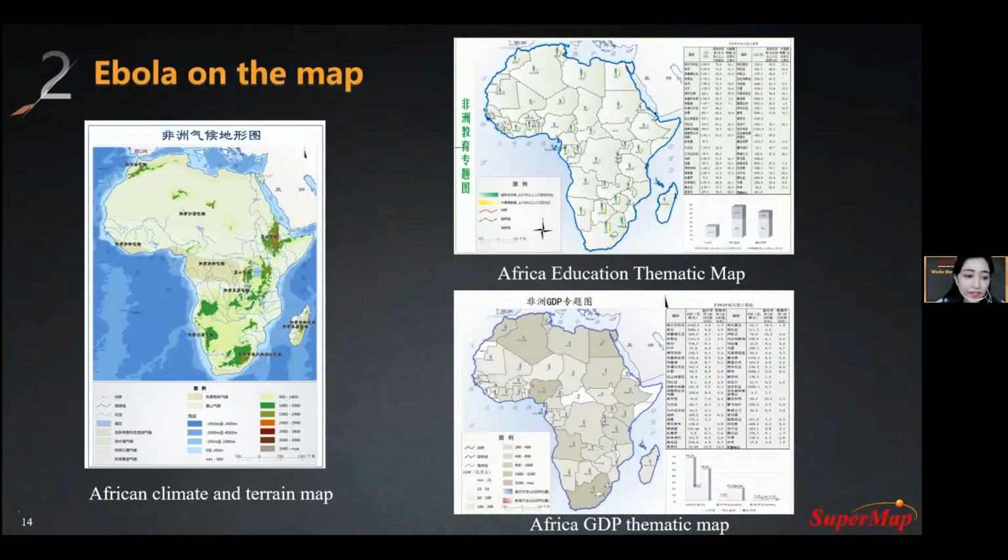This is the Africa climate and terrain map, and the education map, and the GDP maps. And we can see in the education semantic map, it also has the 3D chart. It shows the literacy rate and the ratio of higher education in these three countries. And in the GDP semantic map, it shows the GDP and the medical expenditures and education expenditures of the three countries.